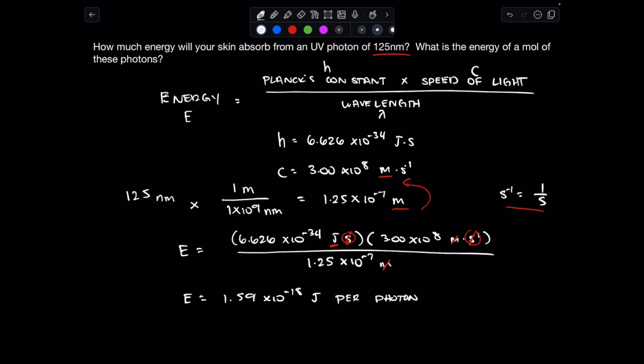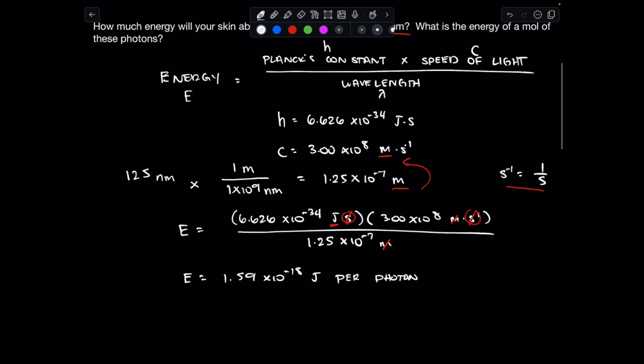All right, now on to the second part of the question, which is what is the energy of a mole of these photons? In order to do that, we're going to use the following equation. Now our energy, we desire this to be in joules per mole. Right now it's in joules per photon. So in order to get that to where we want it, this is going to be equal to energy of our joules per photon multiplied by Avogadro's number.